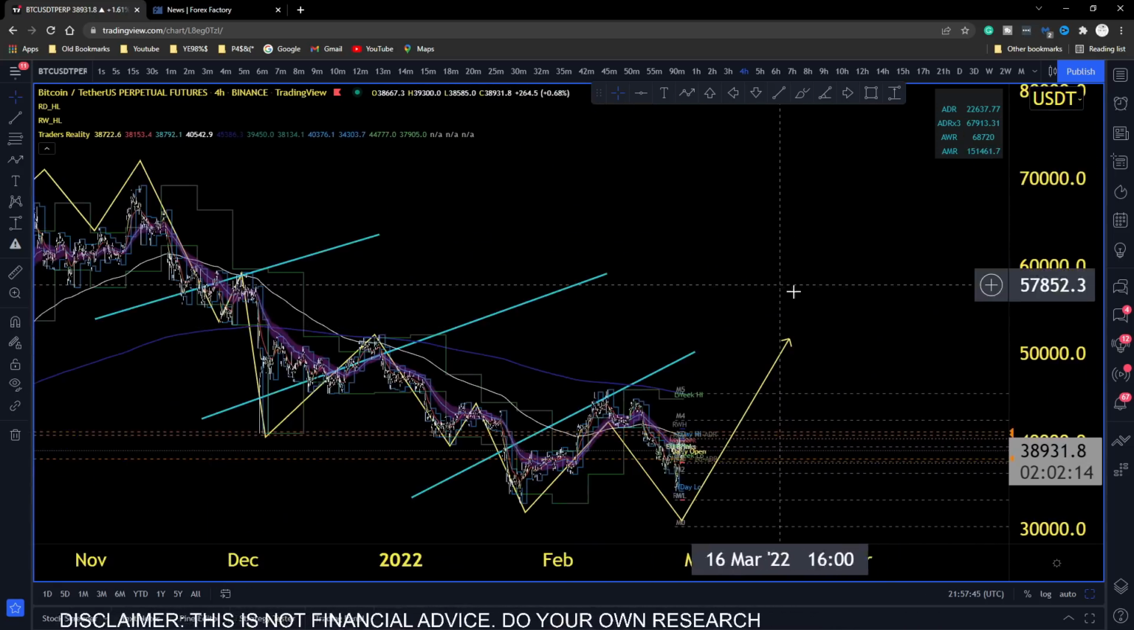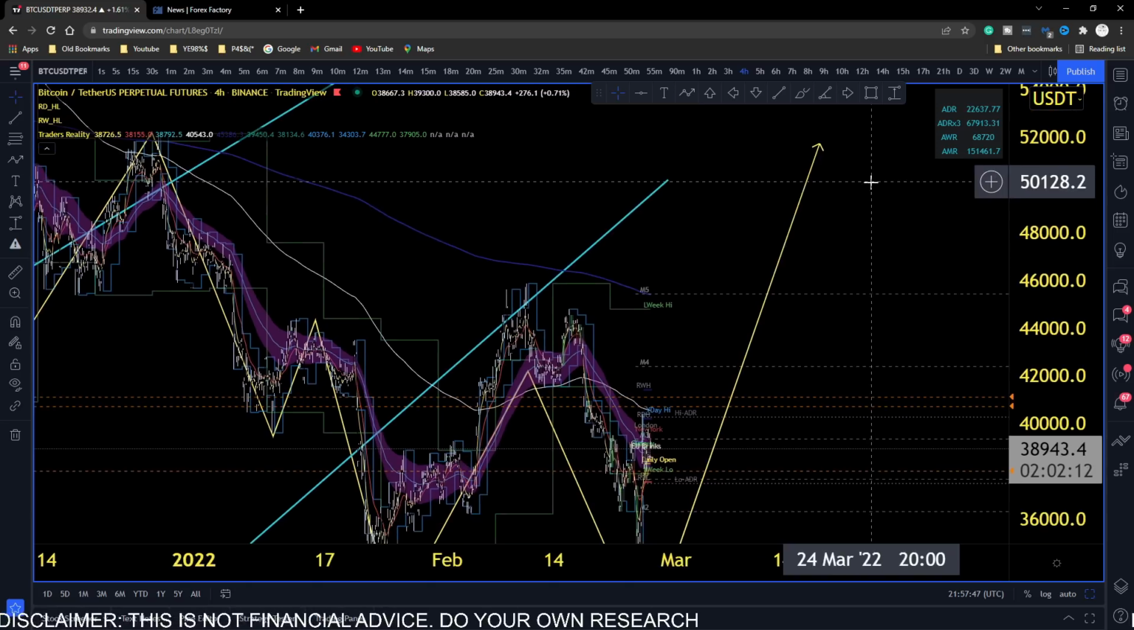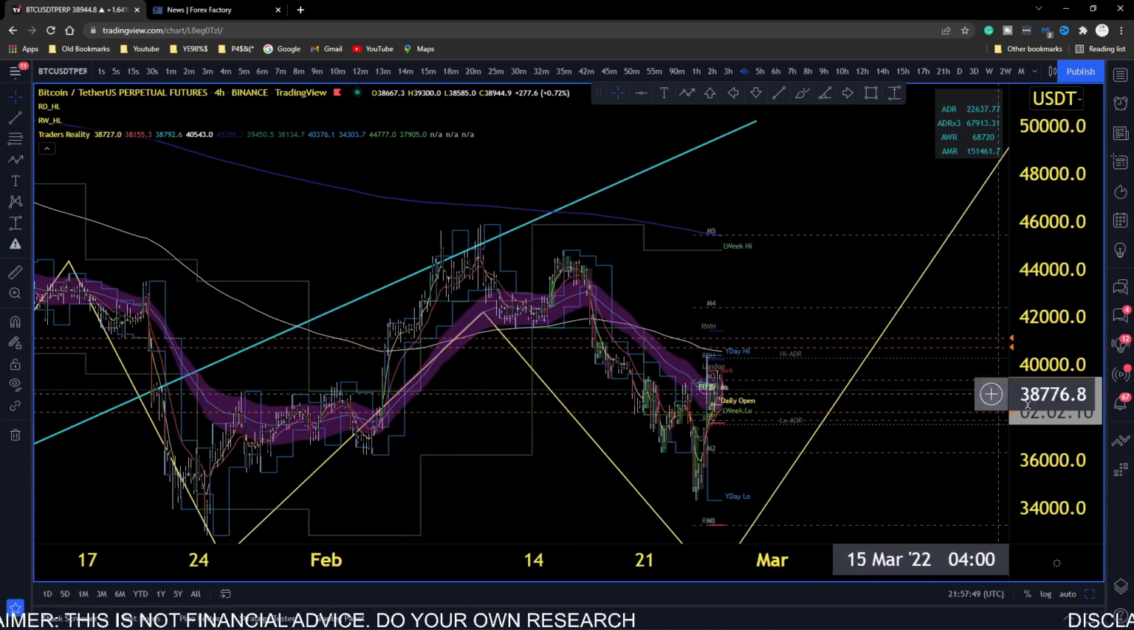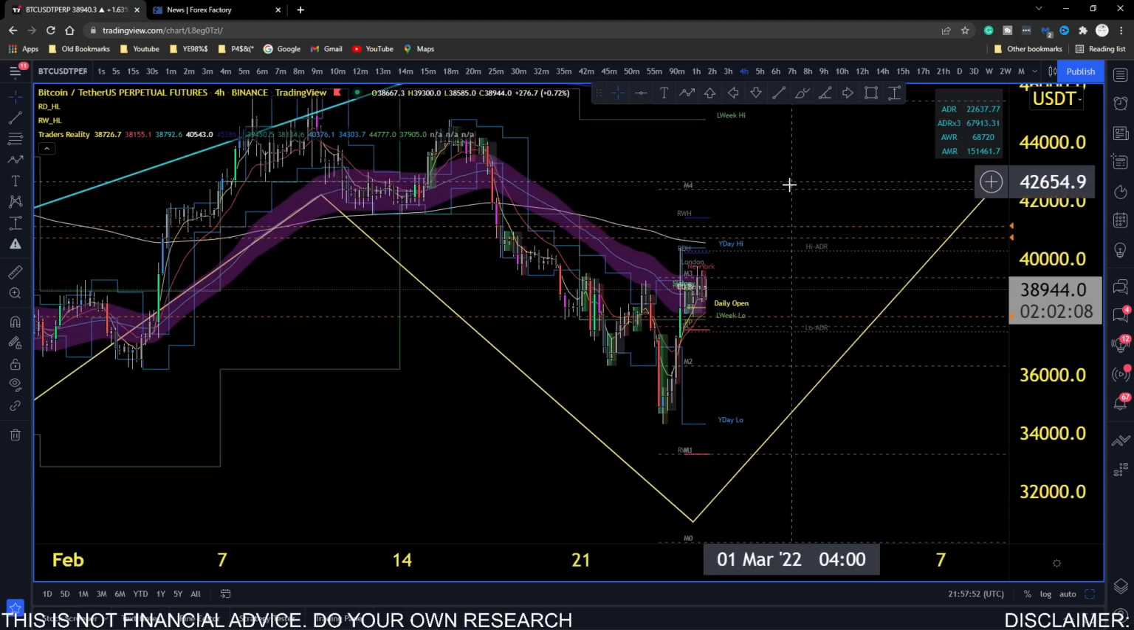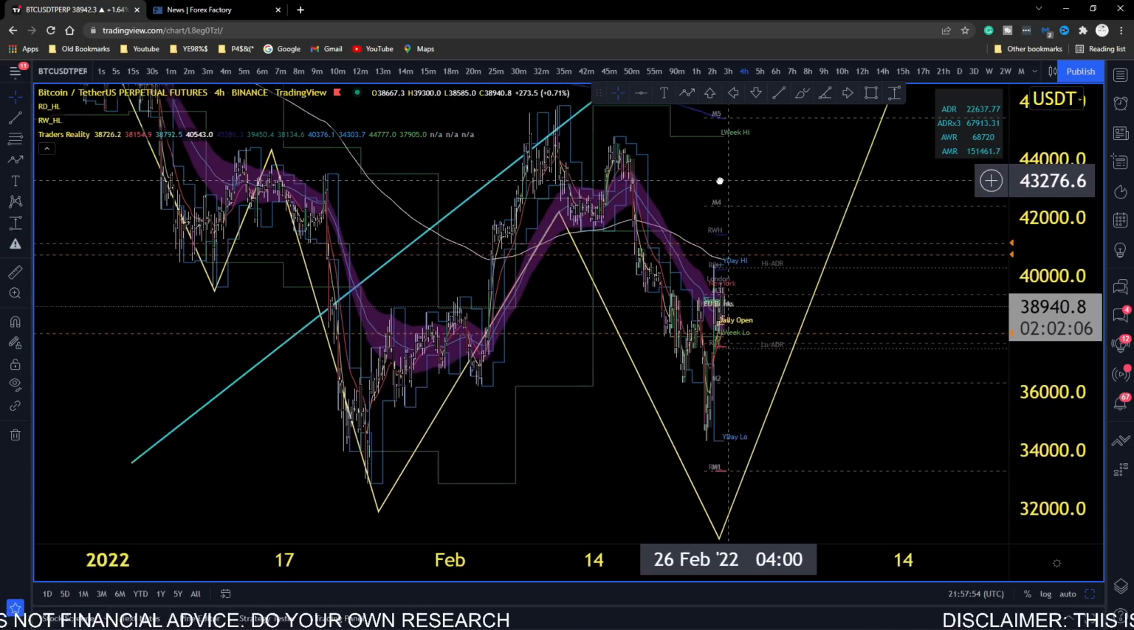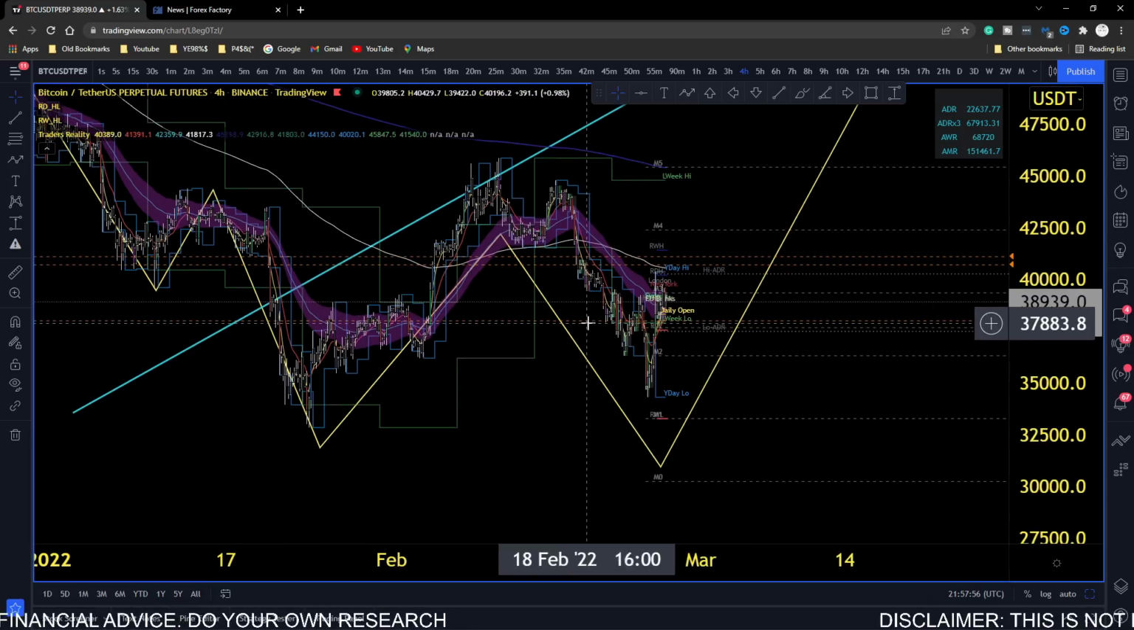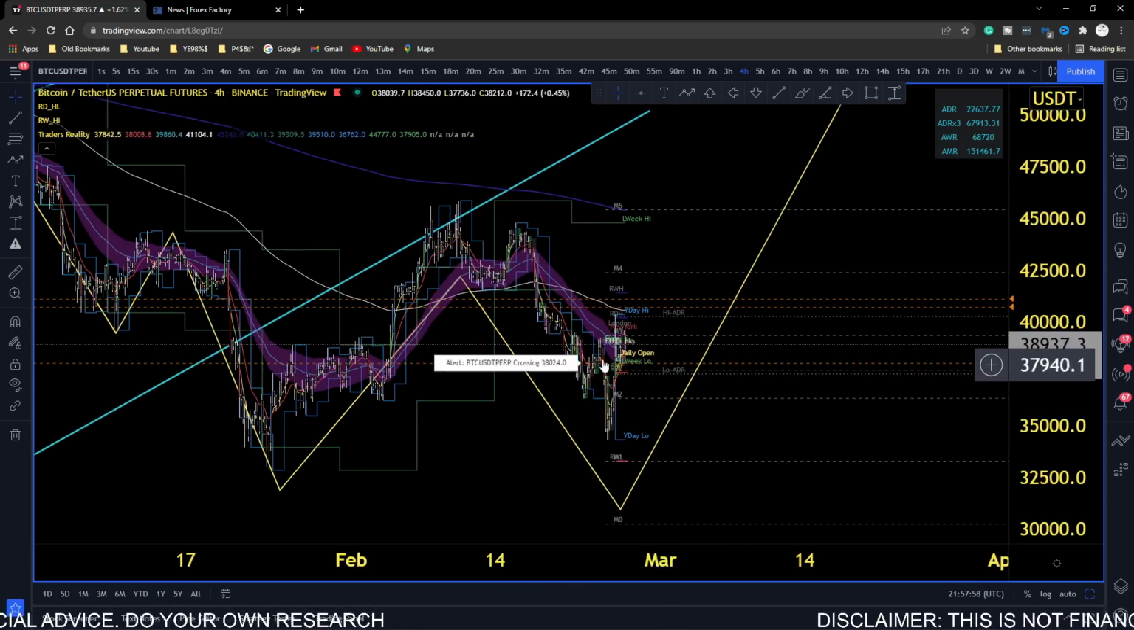Now, what can we expect for Bitcoin? News plays. That's all it is right now. News, news, news. If we do get a ceasefire and everyone is happy, what we want to see is this W formation playing out and moving higher.